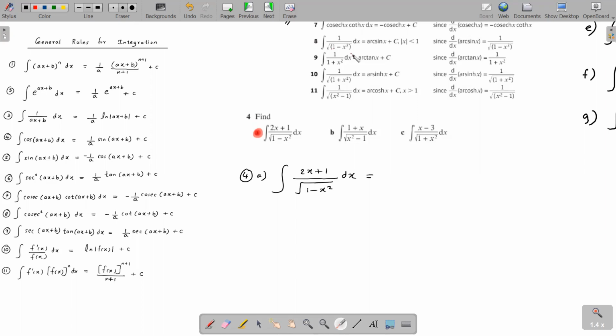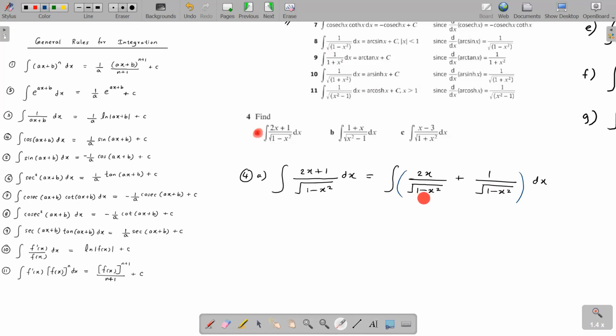Yeah, we need to split them. We have to split them from the numerator. So, how do we split them? Integration sign is there. So, 2x over root 1 minus x square plus 1 over root 1 minus x square. I need to split them. Now after splitting them, you can see 1 over root 1 minus x square is something we can integrate without any problem, right? Rule number 8. 1 over root 1 minus x square is rule number 8. However, 2x over root 1 minus x square is something that we need to work on.